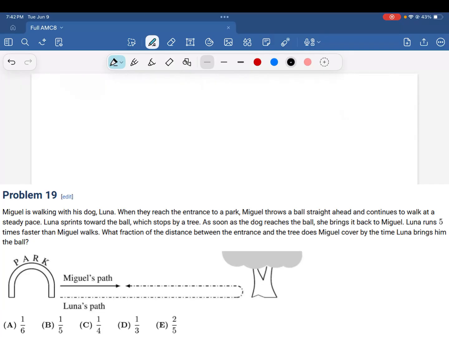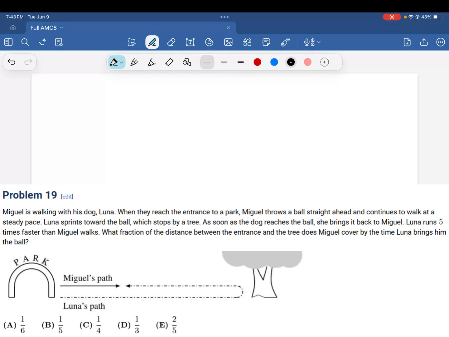Next, problem 19. Miguel is walking with his dog, Luna. When they reach the entrance to a park, Miguel throws a ball straight ahead and continues to walk at a steady pace. Luna sprints towards the ball, which stops by a tree. As soon as the dog reaches the ball, she brings it back to Miguel. Luna runs 5 times faster than Miguel walks. What fraction of the distance between the entrance and the tree does Miguel cover by the time Luna brings him the ball?